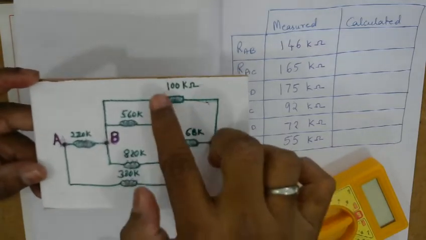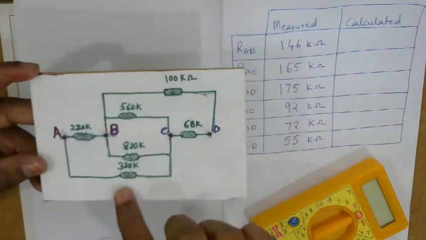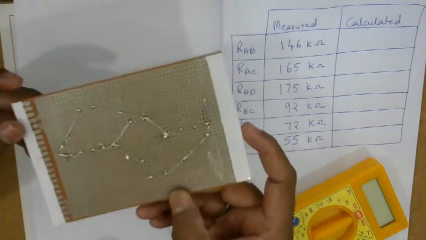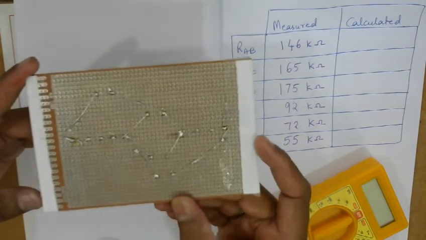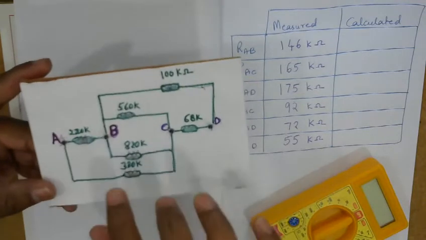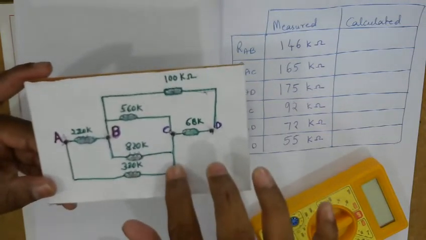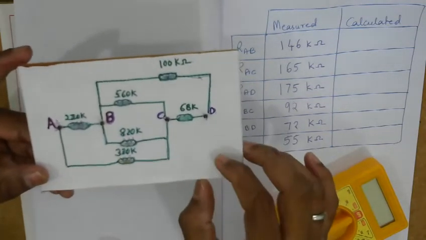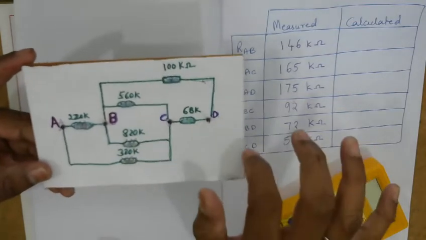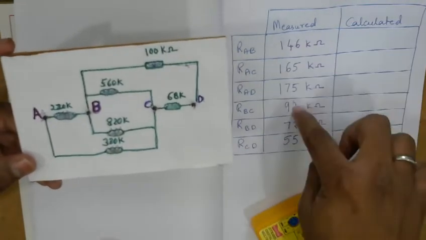You can see the resistance elements are also here, and at the back these are the connections. These connections are as per this particular circuit diagram, which I have just drawn here for your convenience. So we already measured all these combination resistances as shown here.